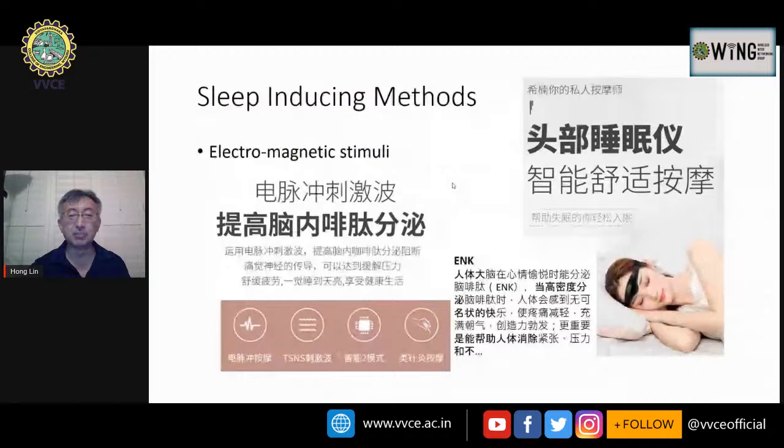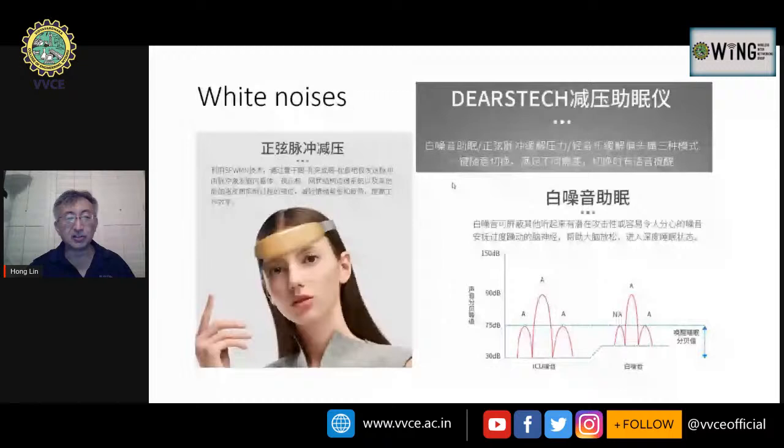Now another technology is using a special kind of white noise. This white noise is a kind of artificial sine wave, and this artificial sine wave can block the ICU noise. So this sine wave can help people get into sleep. And of course, this particular technology uses light music as well.